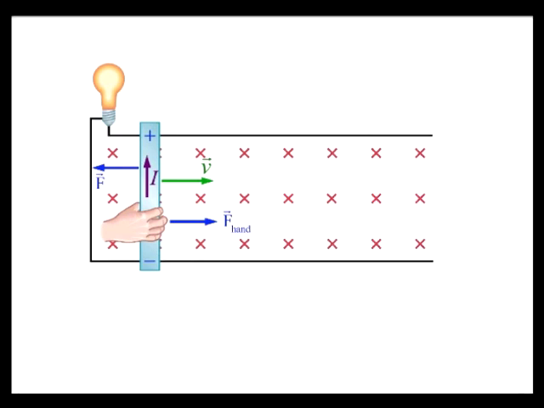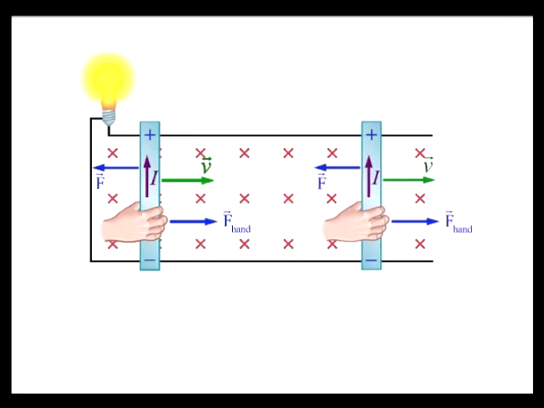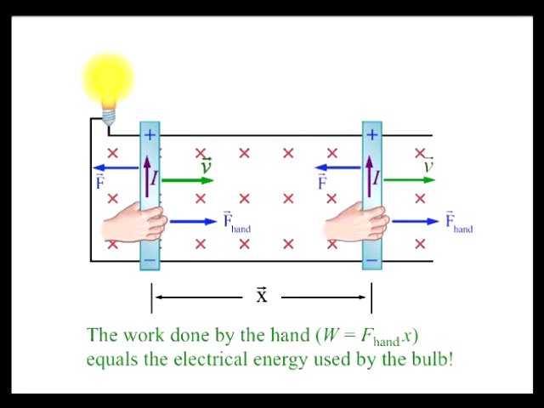We can now answer an important question. Who or what provides the electrical energy that illuminates the light bulb? The provider is the external agent that applies the counterbalancing force, F hand, needed to keep the rod moving. This agent does work, and the amount of work is W equals F hand times x, where x is the displacement of the rod. This work is equal to the electrical energy used to illuminate the light bulb.